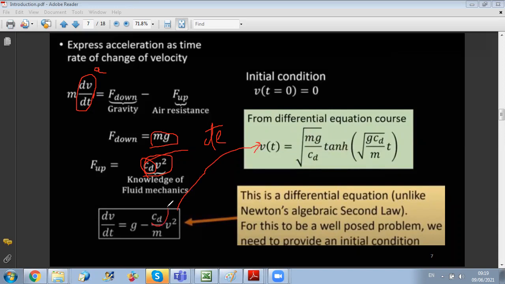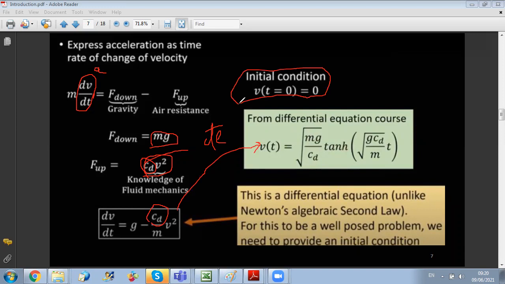The condition is that CD is constant. If CD is a function of V, I cannot have an exact solution. Then I am forced to solve numerically. So in order to solve this equation, I just need to know an initial condition. In this course, you are not responsible for knowing the exact solution. So don't worry about it.